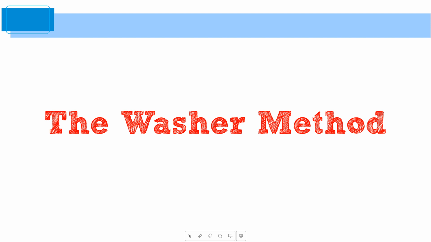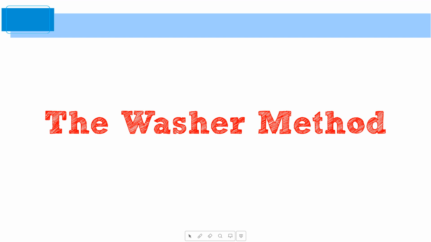Okay. So, we're going to pick up where we left off yesterday. And you'll recall yesterday we did the disk method. And the disk method happens when we've satisfied some initial conditions of the representative rectangle being perpendicular to the axis of revolution and touching the axis of revolution.